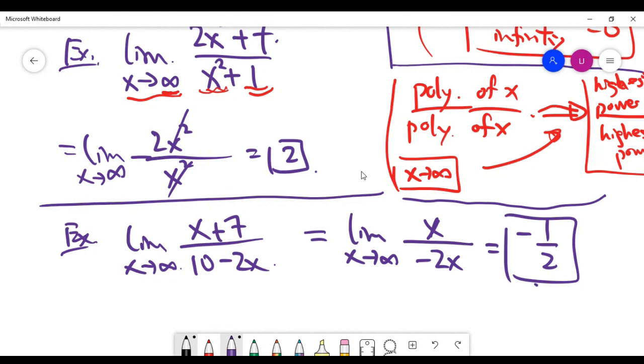So that's really quite a nice shortcut to get the answer to such problems when x is approaching infinity and when the fraction you see is polynomial over polynomial. But we'll have a lot more to say about such limits a little bit later. So that's the end of this video.